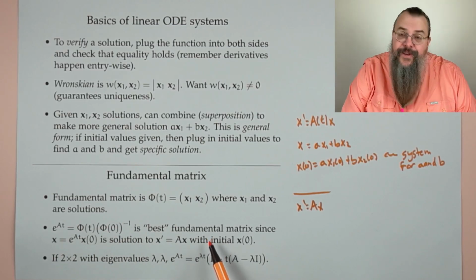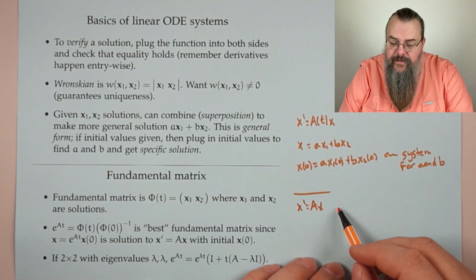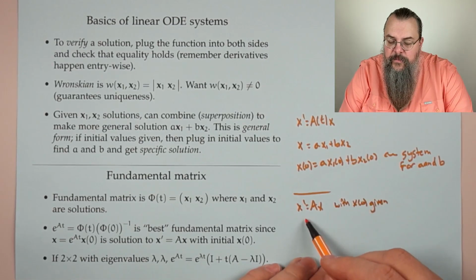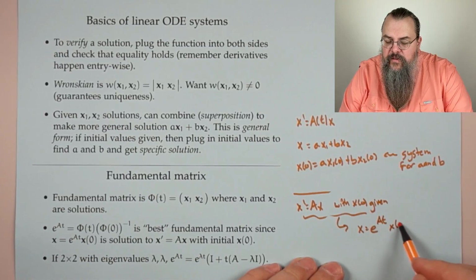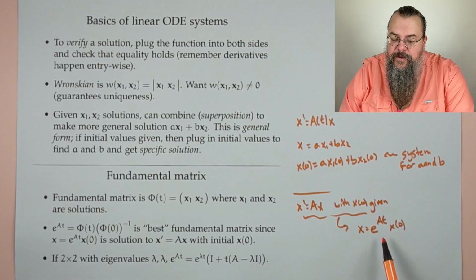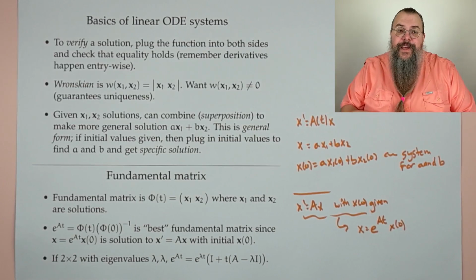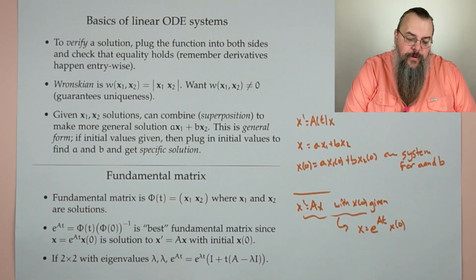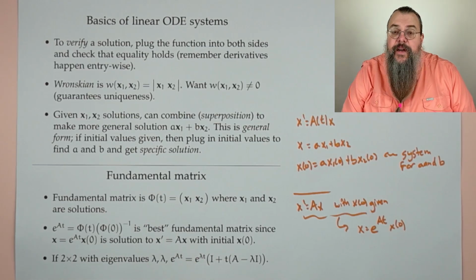Why is it the best? Because it has this really awesome property. Namely, if you have x prime equals ax with initial condition x of 0 given, then this says our solution should look like e to the at times x0. So if you can compute e to the at, life is good. Life is wonderful. And indeed, there are ways to do that. There are shortcuts. So one shortcut, if you have repeated eigenvalues, then e to the at is e to the lambda t times I plus t times (A minus lambda I).